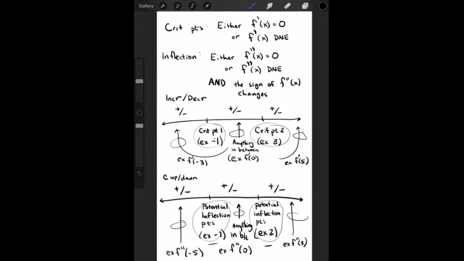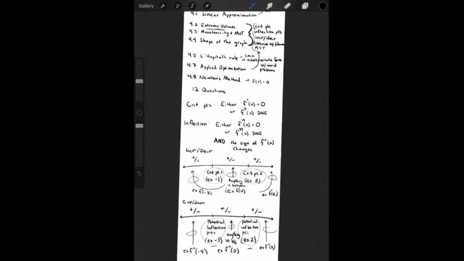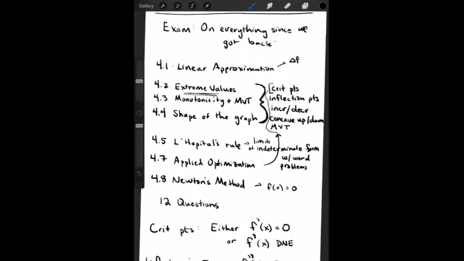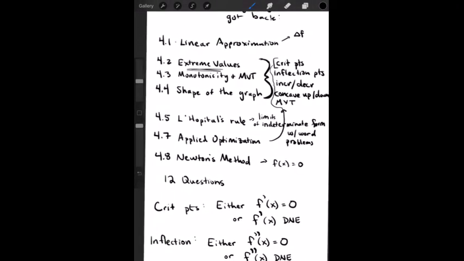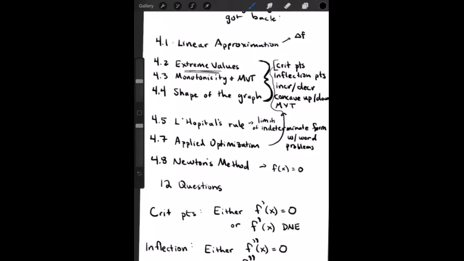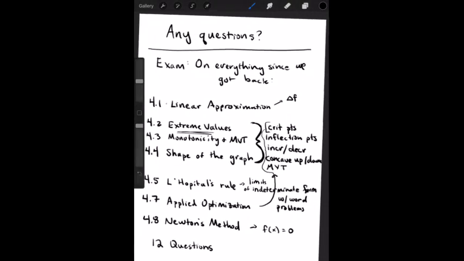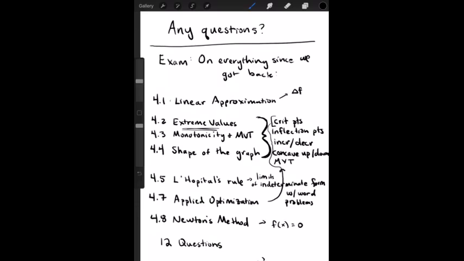Does that make sense? Any questions about what we got there? Excellent. Any other questions about anything at all? Just zooming it back to the general topic list.